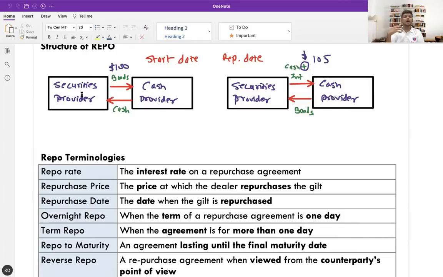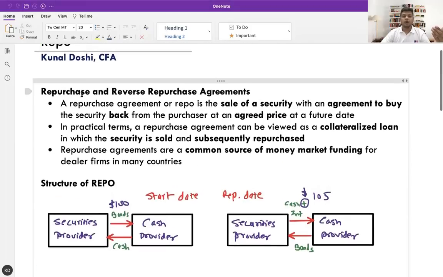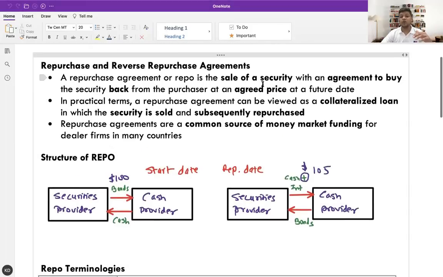So here you are not just doing unsecured borrowing and lending, you are providing a security. You are giving a security and then taking it back at a higher price. So this is called a repo. Repo is an agreement where you sell a security with an agreement to buy it back at a higher price, which is fixed. In practical terms, a repo can be viewed as a collateralized loan in which the security is sold and subsequently repurchased. So isn't this much more secure than the CDs?